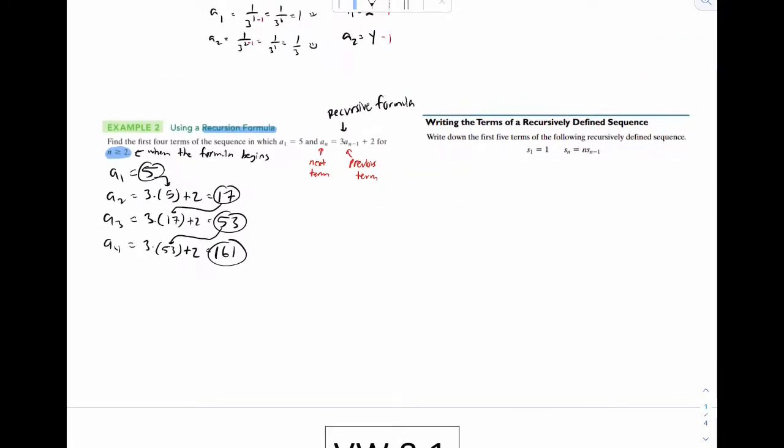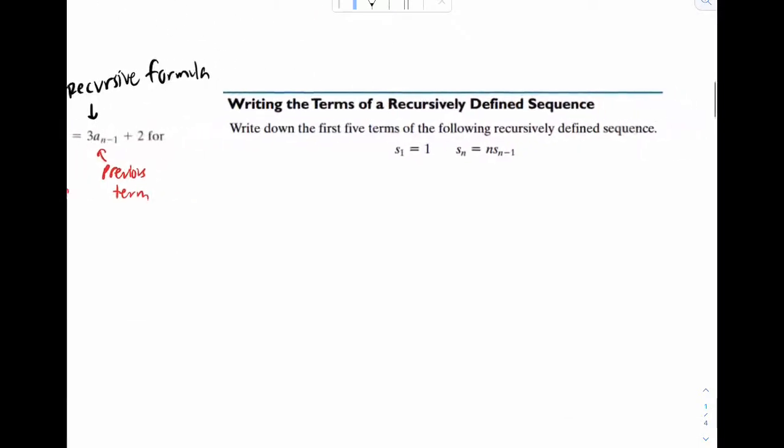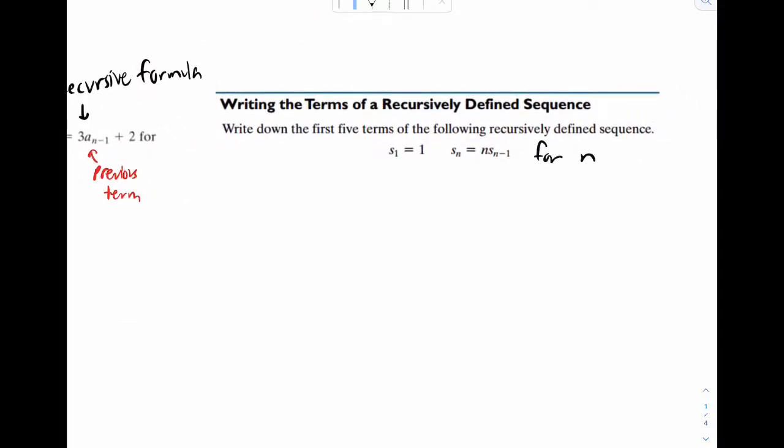So let's try it one more time. It says write down the first 5 terms of the following recursively defined sequence. And to fix it, this should actually say for n is greater than or equal to 2, because we want this formula to kick in at the second term. So the first term is 1. Now to get the second term, it says n times your previous. So again, this is your previous. And then notice how it gives you an n. That just means you're going to plug in whatever number term we want.